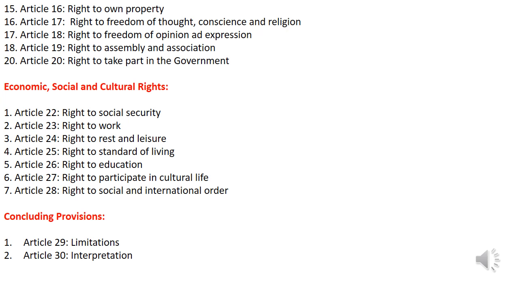Coming to Article 30, which gives us the interpretation of these rights. Nothing in this declaration can be interpreted as implying for any state, group or person any right to engage in any activity or to perform any act aimed at the destruction of any of the rights and freedoms, for all those things which are already set forth. So these are all the provisions which are given under the Universal Declaration of Human Rights to ensure all humans get equal rights.